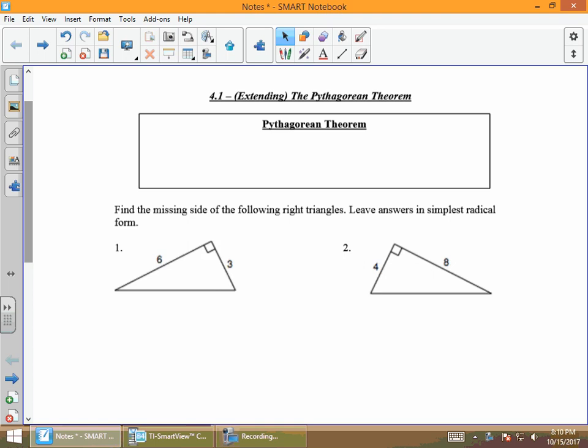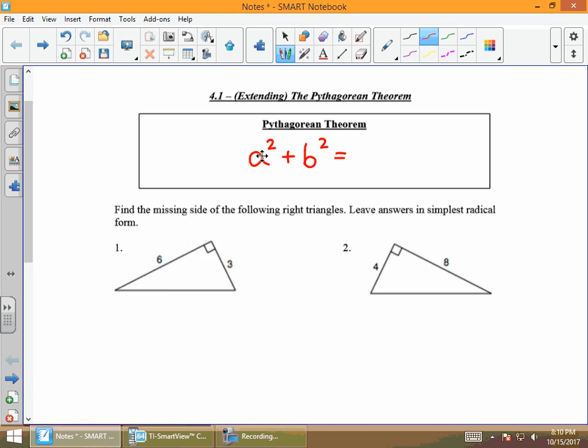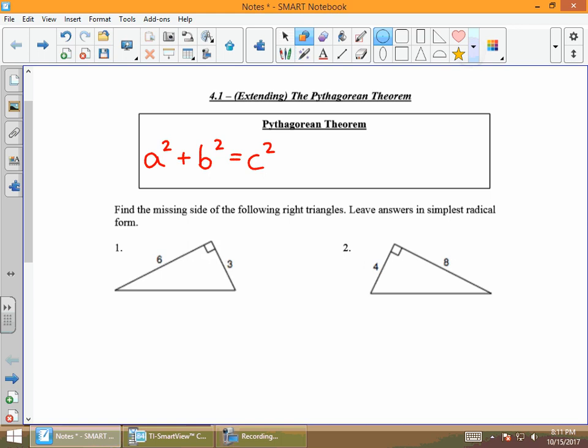So, starting out with the Pythagorean theorem, the first thing that you need to know is what is the Pythagorean theorem. And the Pythagorean theorem is a squared plus b squared equals c squared. And that means you need to know what is a, b, and c. So let me put in a picture here of a right triangle for you. Here's a right triangle. And this right triangle has some parts to it.